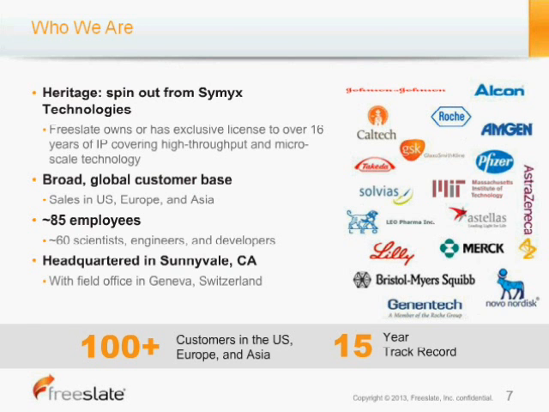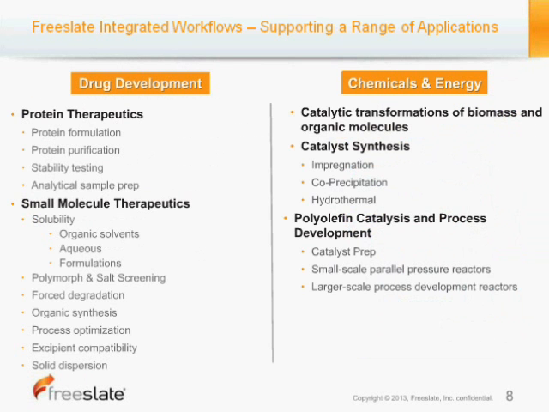For our business, we actually concentrate on 2 verticals. One vertical is chemical and energy, which you'll see on the left-hand side. And in that vertical, we focus on delivering automated solutions for catalytic transformations of biomass, organic molecule catalysis synthesis, and automated solutions for polyolefin catalysis and process development.